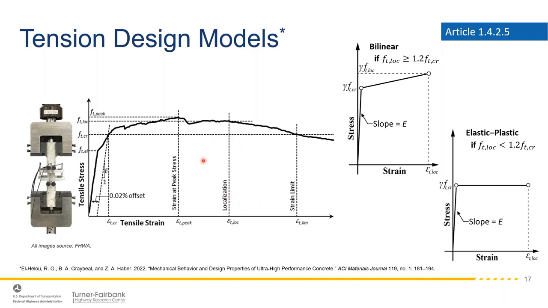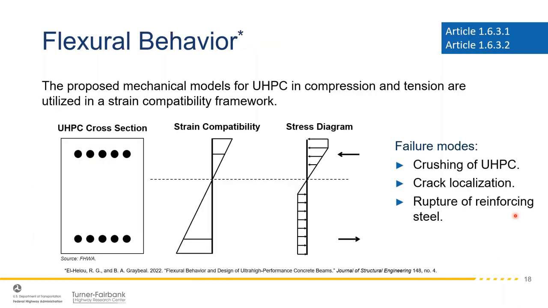So you get these parameters and then you put those into a model. And so if you had a material that looked like this and how it behaved, it's going to go into a model that looks like this. This is a tensile response model for the UHPC. It's an elastic plastic model where it's elastic until you get to the cracking strength, and then it's plastic until you get the localization strain. So that's the model. You also have a model for the compression behavior of UHPC. That's important too. And we build those things then into the next step, which is, say, flexure.